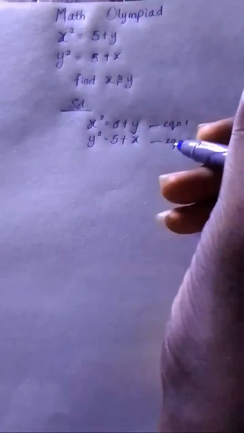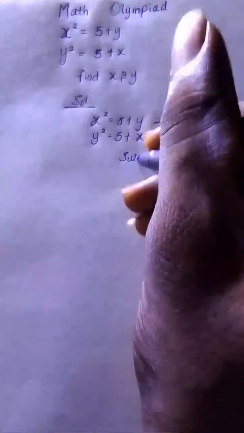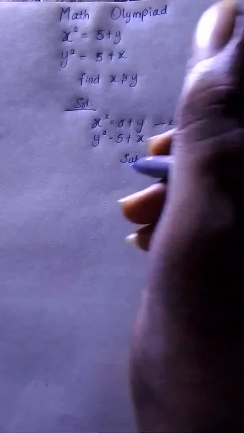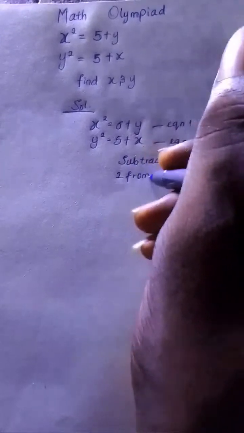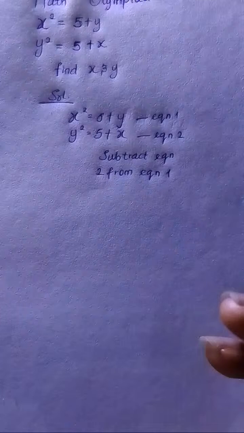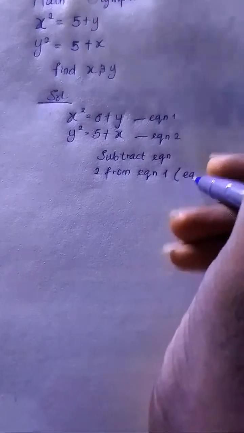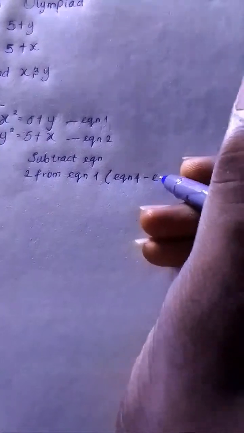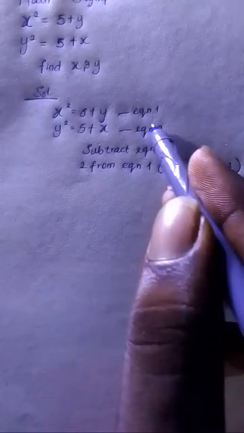We can solve it by subtracting equation 2 from equation 1. When we are subtracting equation 2 from equation 1, it means equation 1 minus equation 2, right? So from here, this is equation 1 minus equation 2.